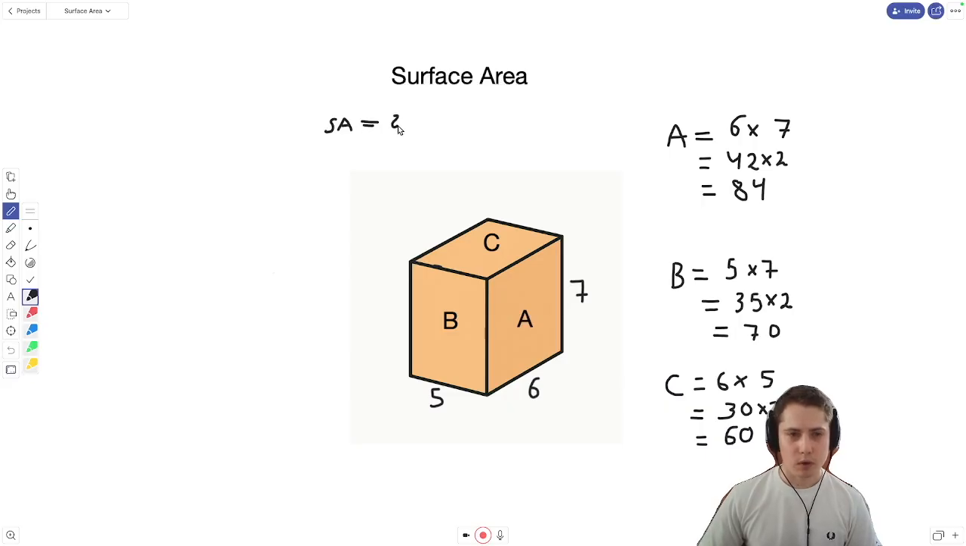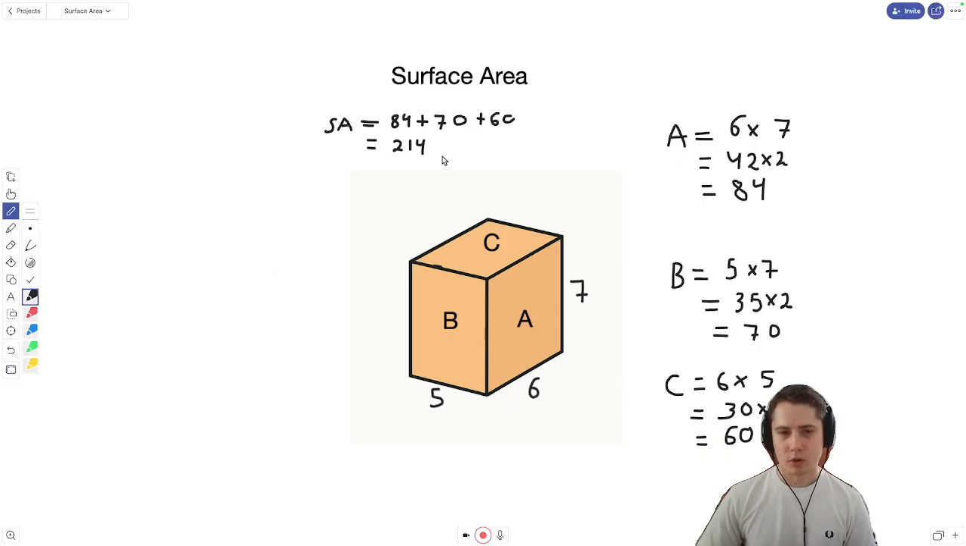So we have 84 plus 70, and then plus 60. All right, let's solve this. So 84 plus 70 is going to give us 154, and then plus 60 is going to give us 214. So our final answer is going to be 214. And that is how you do surface area.